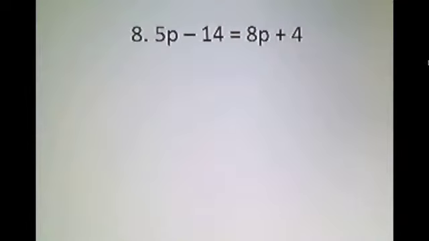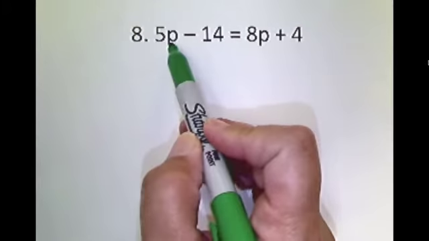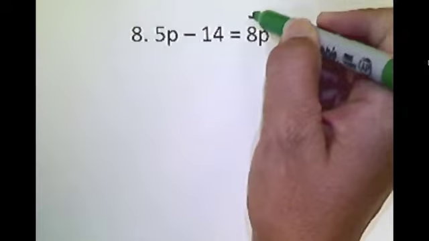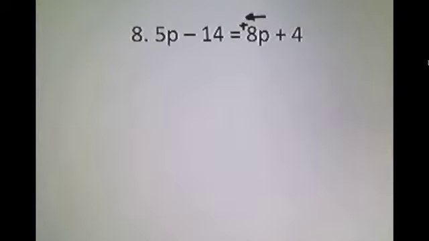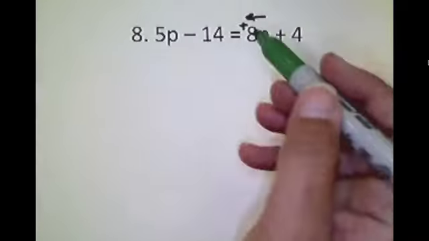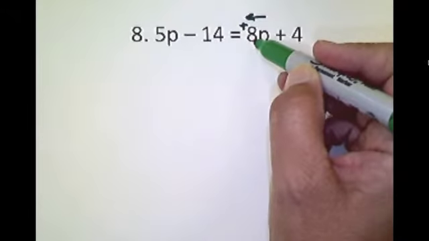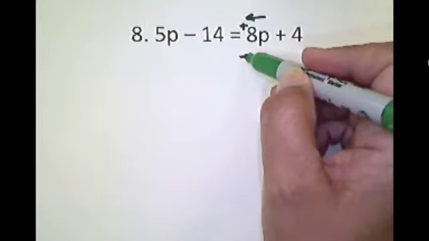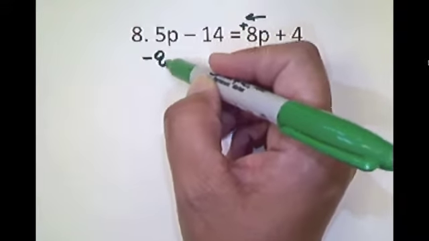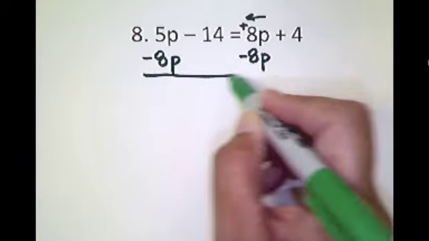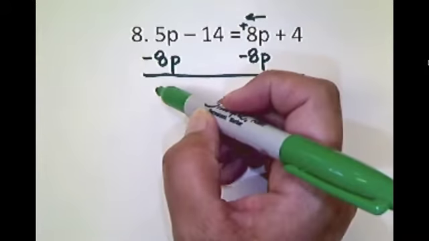Here again, I am going to move the 8p to the left. This is a positive 8p. You always look at the sign in front of the number. That determines whether it is a negative or a positive. So since this is a positive 8p, I am going to add a negative 8p to both sides, or subtract 8p. It is the same.